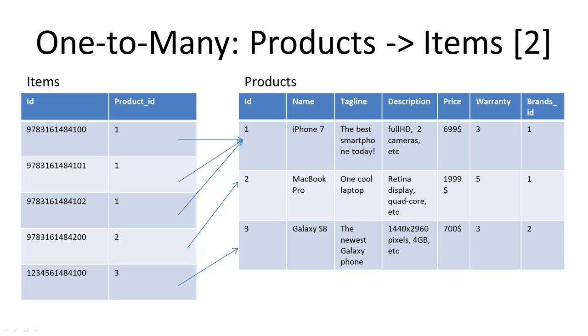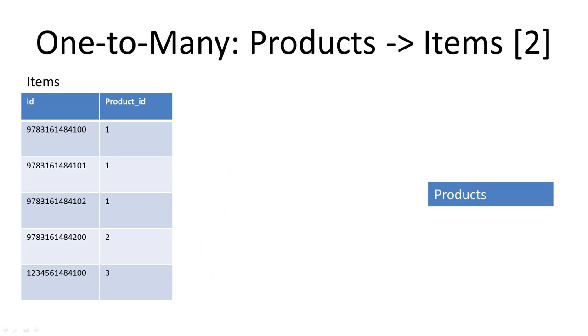This new relationship between products and items is a one-to-many relationship. A product can have multiple items, or if we look from the other side, more items belong to a product. Does this make sense? I want to show you a few more details so that you better understand the advantages.